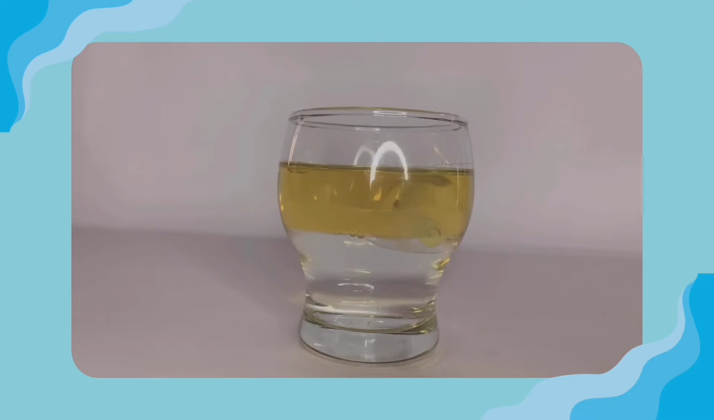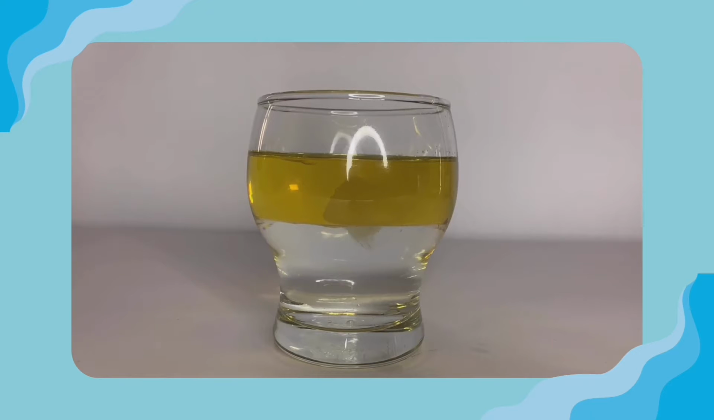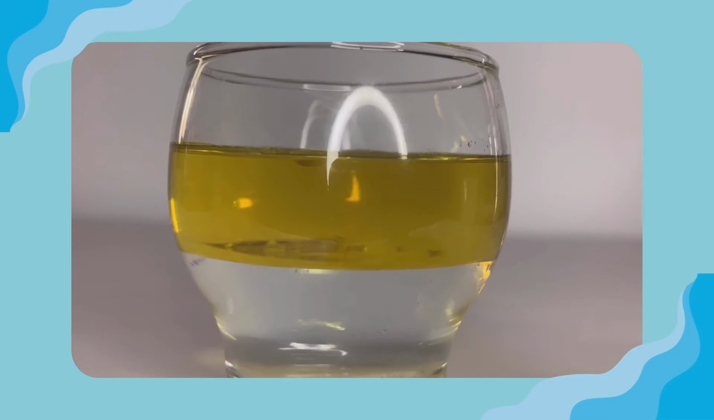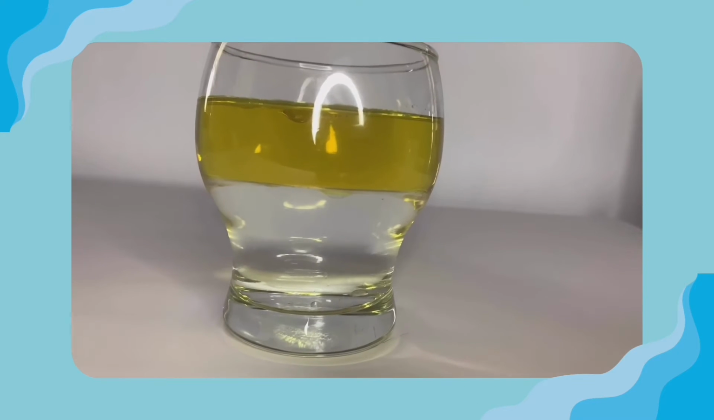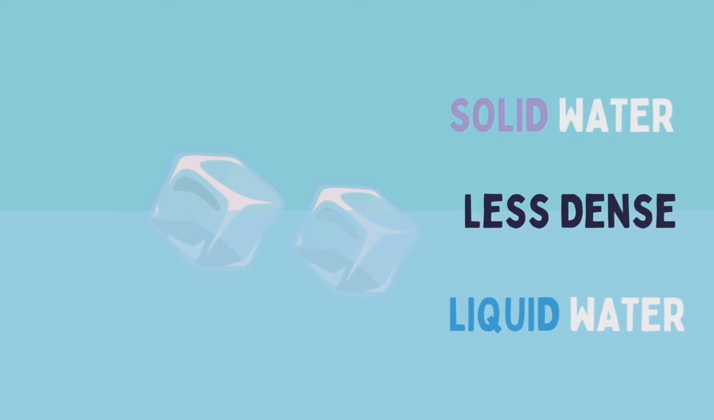As you can see, the ice cube floats above the water. As it melts, the water that is formed makes a droplet attached to the cube. Eventually, the water droplet detaches from the ice cube and sinks, joining the water layer below. This proves the greater density of water compared to ice. From the experiment, it is proven that solid water is less dense than liquid water.